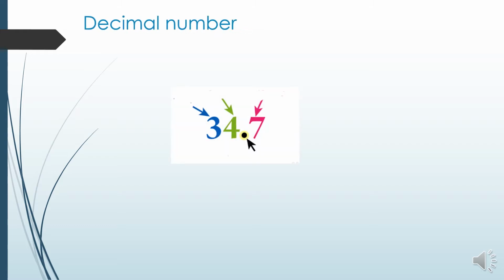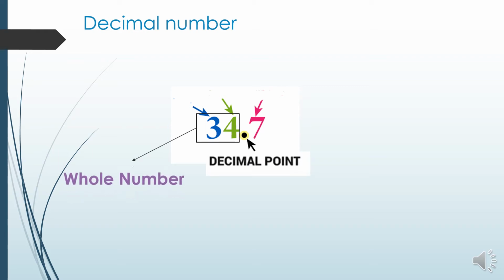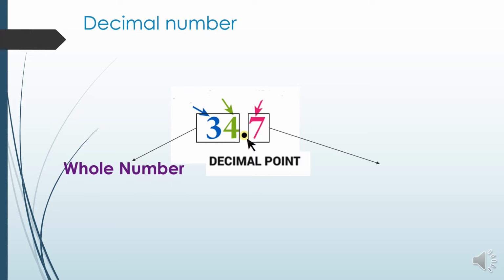Another example about the decimal number. This is a decimal number, 34.7. The point is the decimal point. Here we have the whole number and here we have the decimal number. Before the point we have a whole number and after the point we have a decimal number. This is the ones and this is the tens.